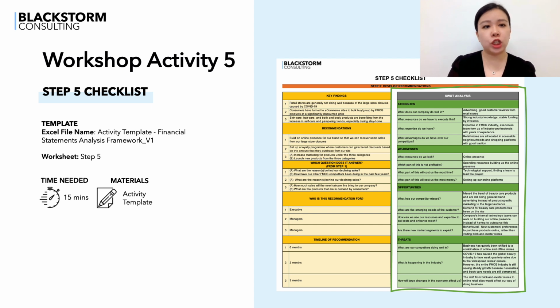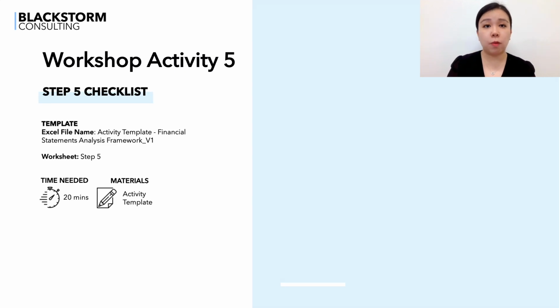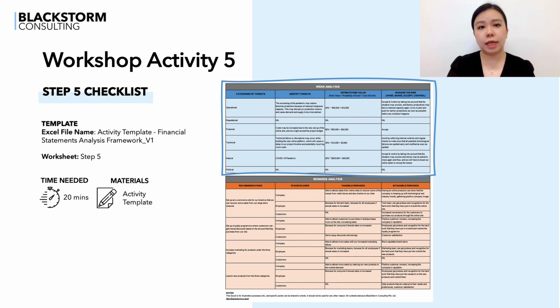With that, we have finished performing our SWOT analysis, and we'll move on to the third segment of the activity, which is risk analysis. We have categorized risk into 6 different types: first, operational; second, reputational; third, financial; fourth, technical; fifth, natural; and sixth, political. First, you have to identify the possible threats and list them under the second column according to which type of risk category.